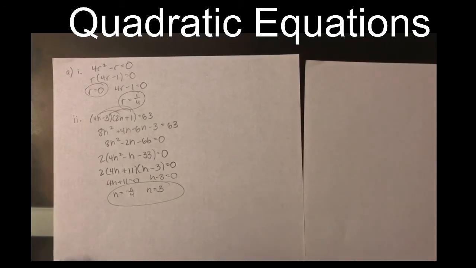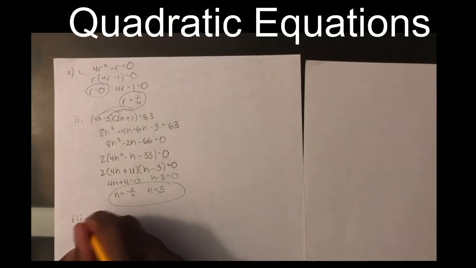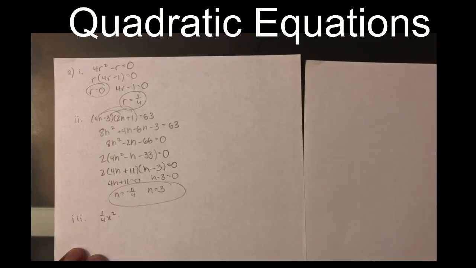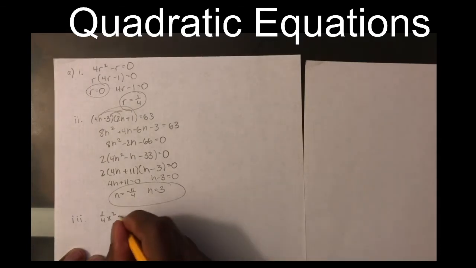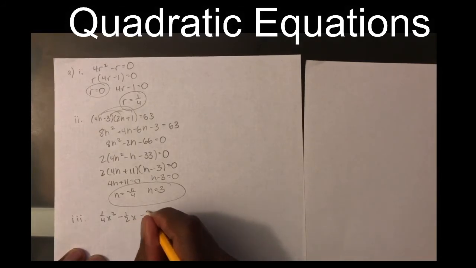Okay, part 3. Good old fractions. Everyone loves fractions. While I'm writing it, I'm going to go ahead and get everything to the same side so I can get my equals 0 going on. So I'm going to subtract the 1/2 x. And I'm going to subtract the 15 over 4. And there we go, equals 0.